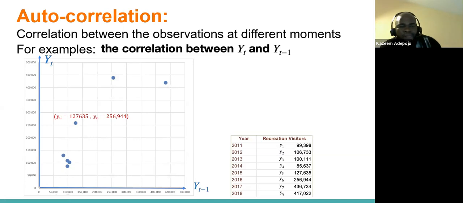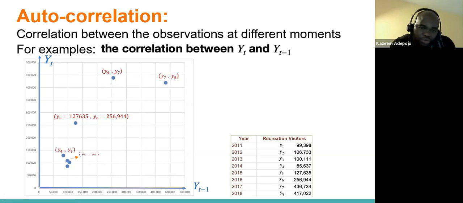If you take a look, we're just trying to talk about a particular point. So this is like the Y6 and Y7. If you look at the Y here, it is 127.635, and the Y6 is that. So we're just trying to show the coordinate of each of what we plotted. That's all we're trying to do. So you can see that now.